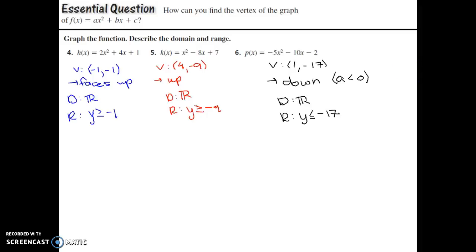For the first one, I found my vertex and then determined that it faces up because my leading coefficient is +2. So my domain is all real numbers, and my y values are greater than or equal to -1. For number 2, I found my vertex and found that my graph faces up because my leading coefficient is positive. Domain is all reals. Y has to be greater than or equal to -9. For the last one, I found my vertex, and since my leading coefficient is -5, my graph faces down, so my domain is all real numbers, and my y values for my range are less than or equal to -17.